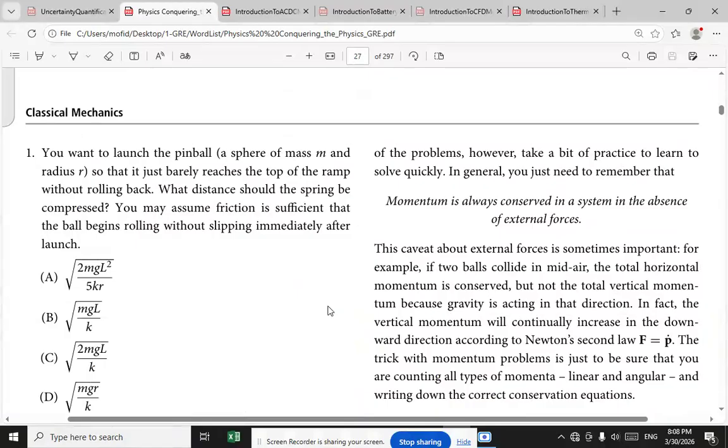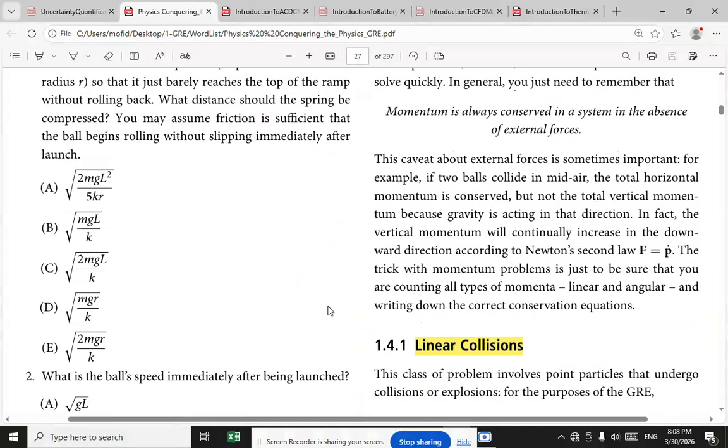In general, you just need to remember that momentum is always conserved in a system in the absence of external forces. This caveat about external forces is sometimes important. For example, if two bars collide in mid-air, the total horizontal momentum is conserved, but not the total vertical momentum, because gravity is acting in that direction. In fact, the vertical momentum will continually increase in the downward direction according to Newton's second law, where F is equal to dp/dt.